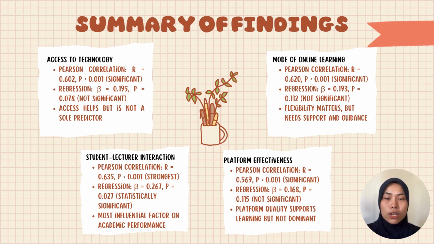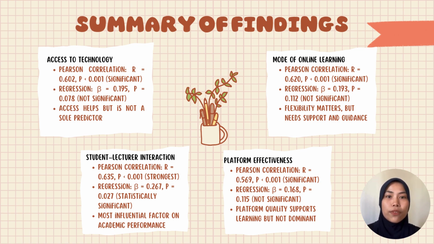The third one is interaction. Interaction between students and lecturers shows the strongest and most significant impact. It was the only factor with a significant effect in both correlation and regression tests. This shows that good communication and engagement really help students succeed.